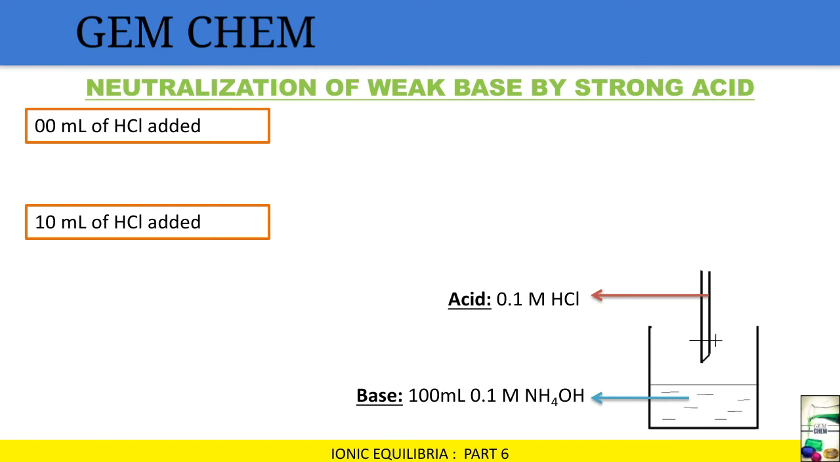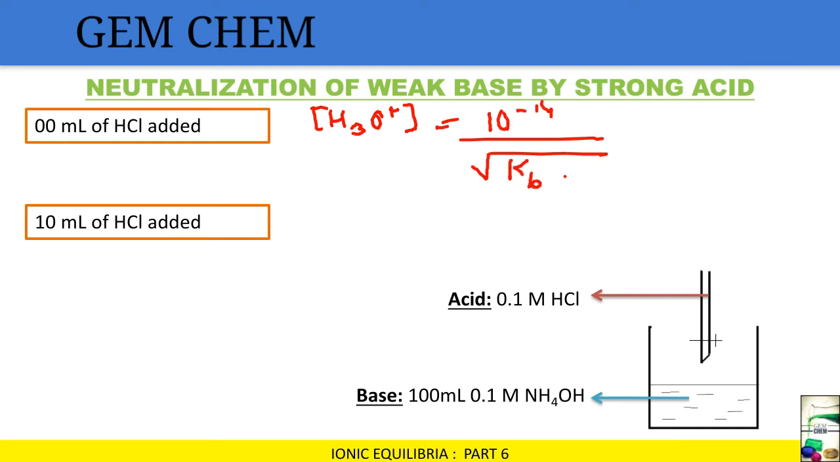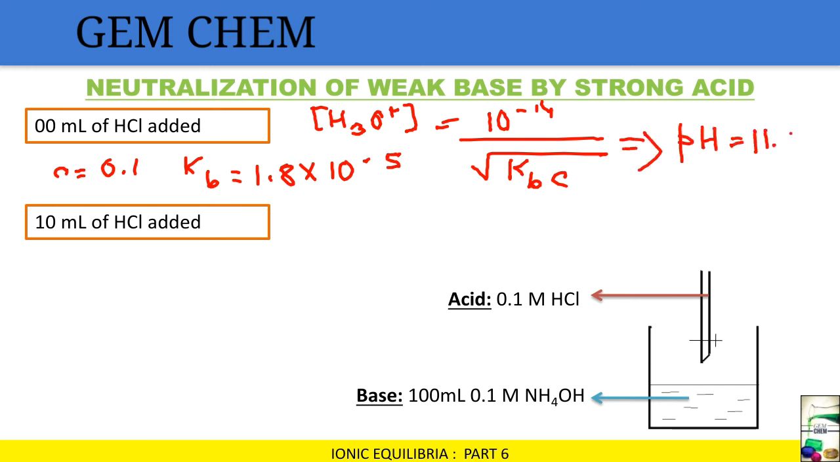Now in the first case, in a similar way, we are going to find the H3O plus concentration. So what is the formula for H3O plus concentration? H3O plus is equal to the root of 10 to the power minus 14 over KbC, because we are finding the concentration of H3O plus and not OH minus. So we know C equals 0.1 and Kb is given as 1.8 into 10 to the power minus 5, and on substitution pH is obtained to be 11.3.